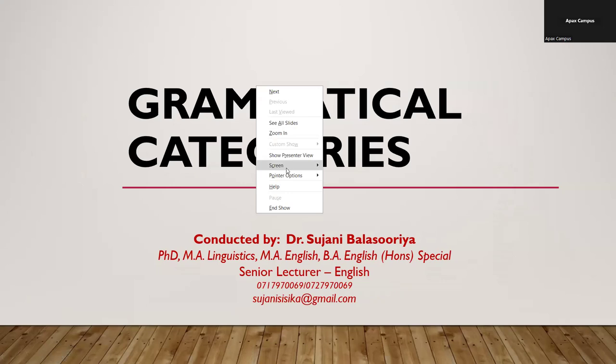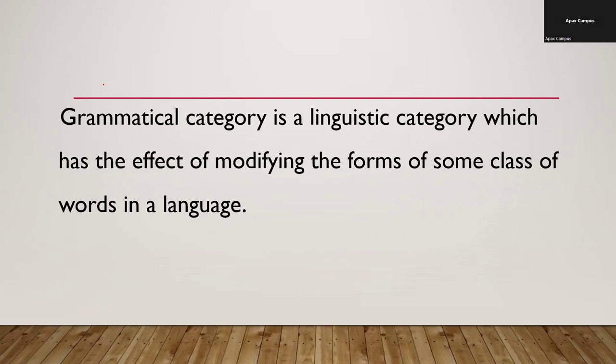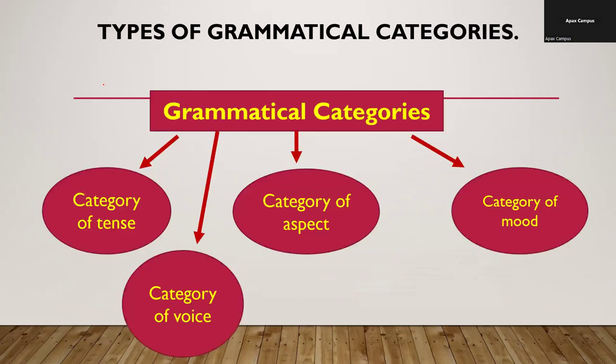The present discussion is on grammatical categories. I think we started to talk about this. Can you remember the discussion on grammatical categories? I remember I told you that in this lesson, we are not going into the details of the discussions on the tenses. These are the grammatical categories we are talking about in this lesson: the category of tenses, category of voice, category of aspect, and category of mood. Tense and aspect both occur together.